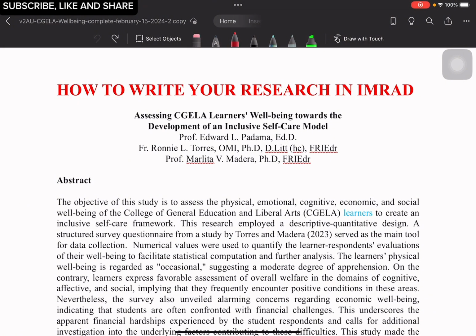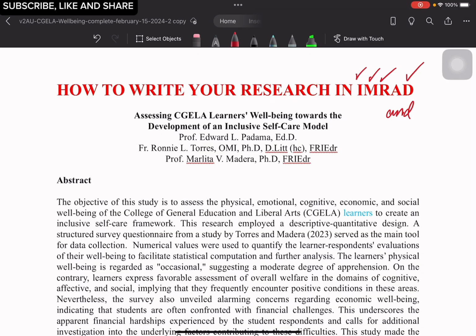So usually IMRAD is only focused on the four major parts of your study, which is number one, letter I refers to introduction. Letter M refers to the methodology. Letter R is for the results. Letter A only refers to and. And letter D is discussion. So again, IMRAD are specific parts of your study that should be presented, specifically the introduction, the methodology, the results, and the discussion.